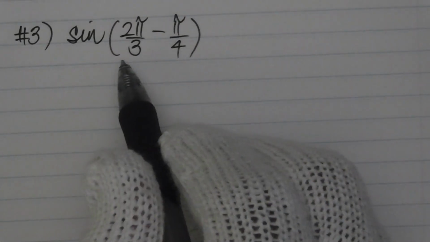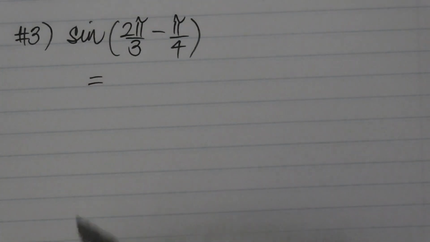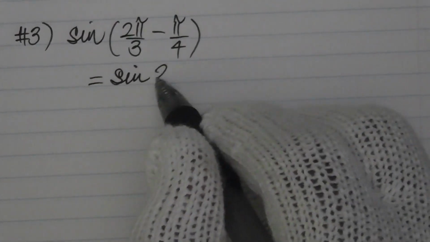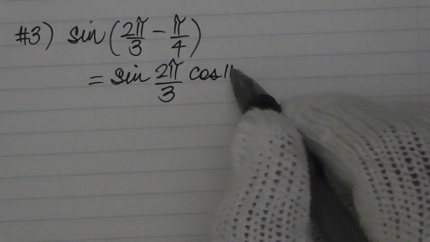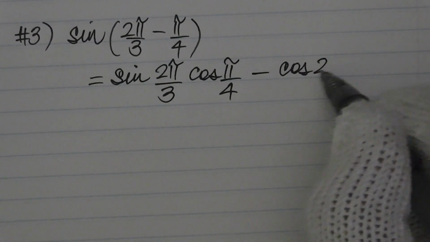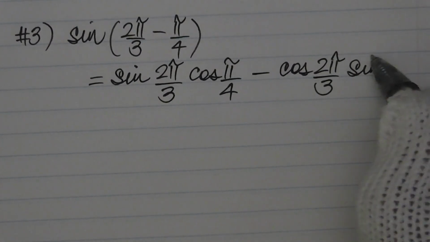So we've got sine of 2 pi over 3 minus pi over 4. We're looking for exact values. We can use the compound angle for sine. That tells us that this should be sine 2 pi over 3 cosine pi over 4 minus cosine 2 pi over 3 sine pi over 4.